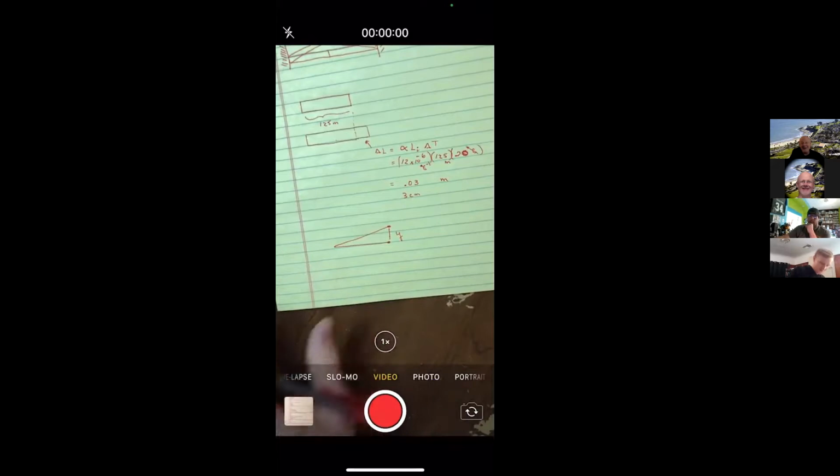Let's see what kind of number this is. Because if this is 1 meter, we don't want to have a bump in the road that's a meter high, or half a meter, or even 10 centimeters high. That would just be too much.